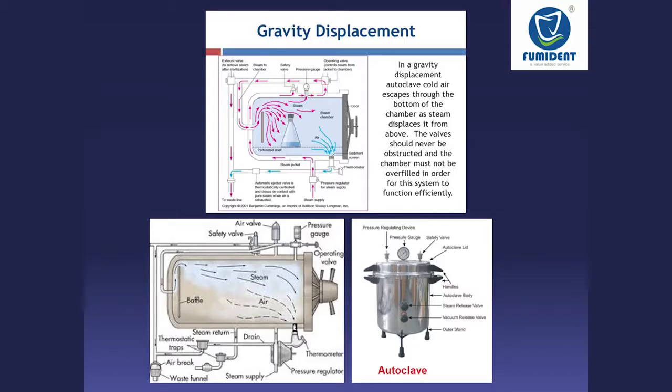So in a gravity displacement autoclave, the cold air present inside the autoclave escapes through the bottom of the chamber as the steam displaces it from above. So the valve should never be obstructed and the chamber must not be overfilled in order for this system to function efficiently. In short, when the autoclave gets heated, whatever steam is generated displaces the cold air from the autoclave, and then steam penetration occurs inside the packed instrument or the instrument kept in the drum.